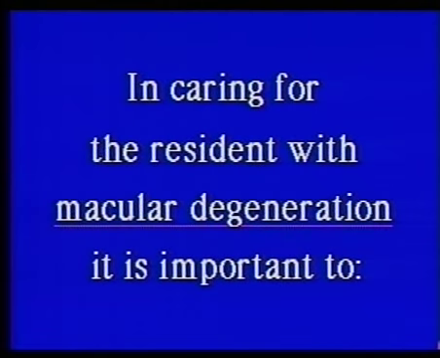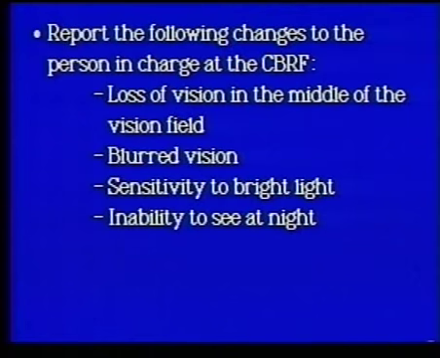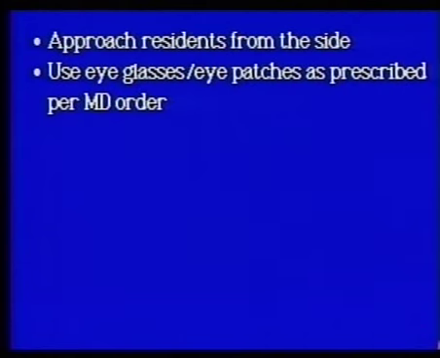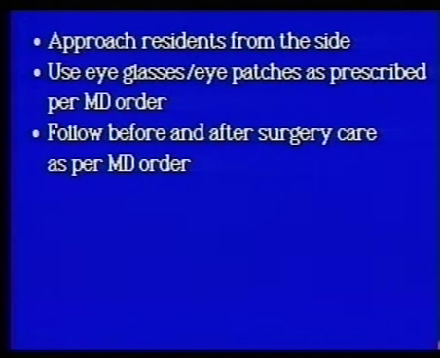In caring for the resident with macular degeneration, it is important to report the following changes to the person in charge at the CBRF. Loss of vision in the middle of the vision field, blurred vision, and sensitivity to bright light. Assist the resident with ADLs as needed, but allow them to do what they are able to. Use eyeglasses or eye patches as prescribed by the doctor, and follow before and after surgery care as per doctor's order.